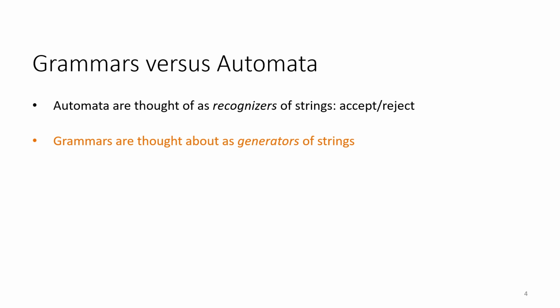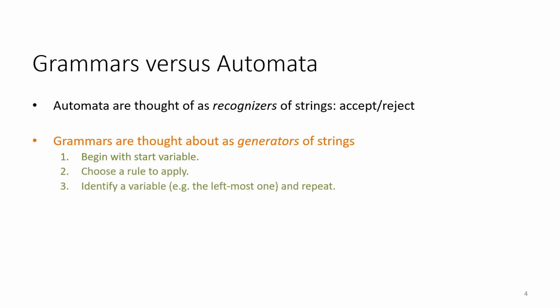Grammars are more like generators of strings. So you begin with the start variable, you choose a rule to apply, you identify a variable, which we're going to use the leftmost one, and we're going to repeat. And we're going to stop when there are no more variables, and it should generate a string that you like.